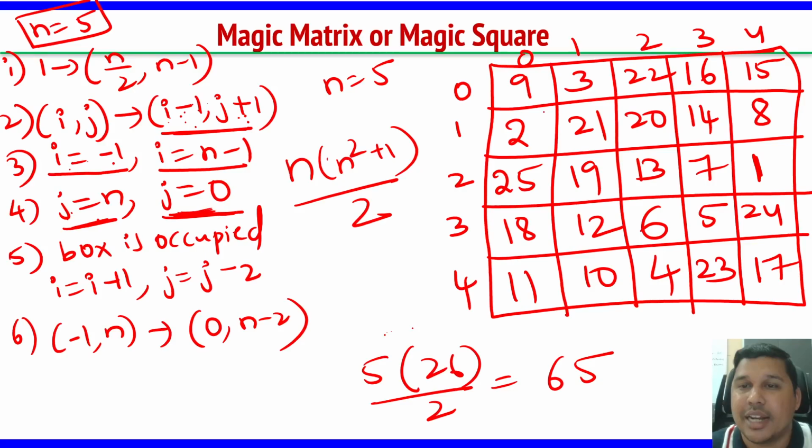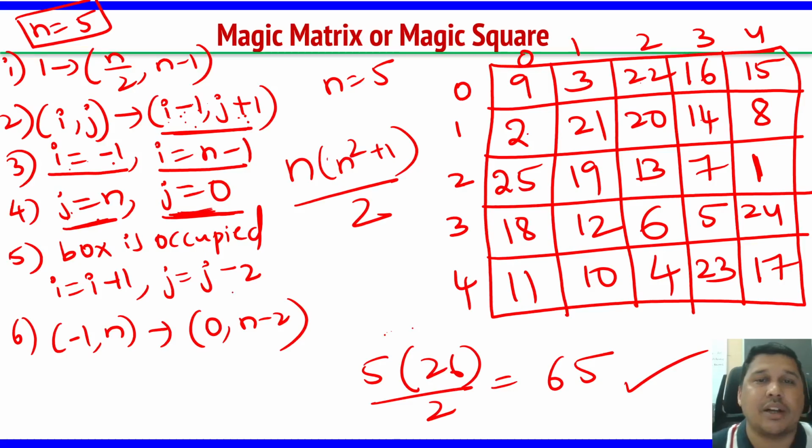Please verify. Let us see the first row. 9 plus 3, 12. 12 plus 22, that is 34. 34 plus 16, it is 50. 50 plus 15, 65. Satisfied. Second row. 2 plus 21, 23, plus 20, 43, plus 14, 57, plus 8, 65, satisfied. If you check any column also, you will get the answer as 65. If you count the diagonal also, you get the answer as 65, right?